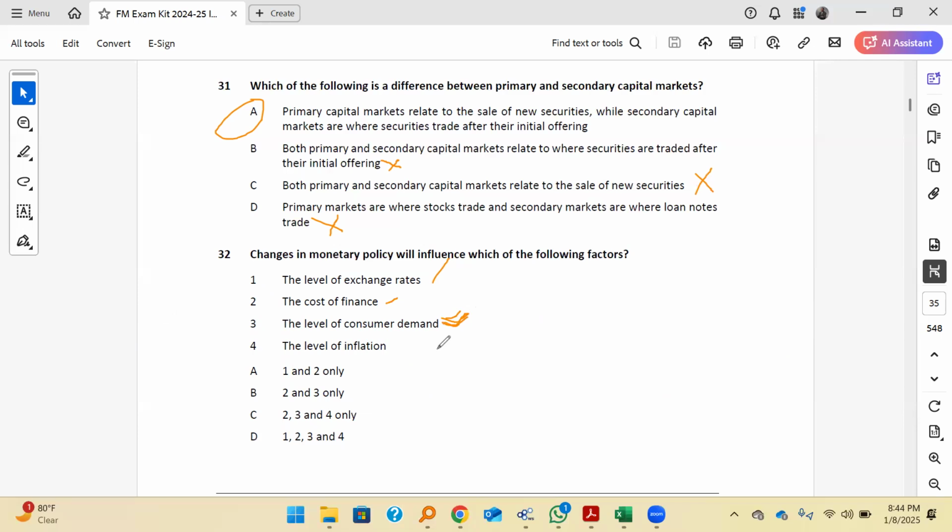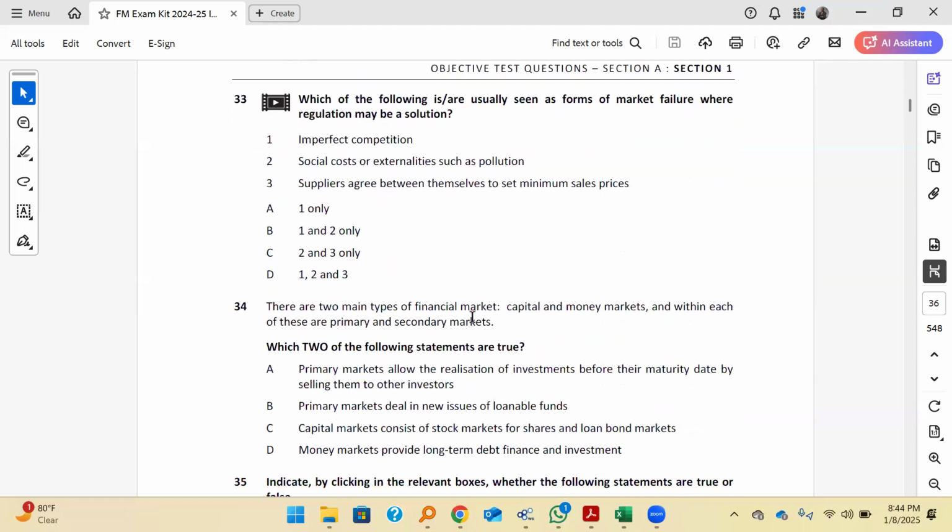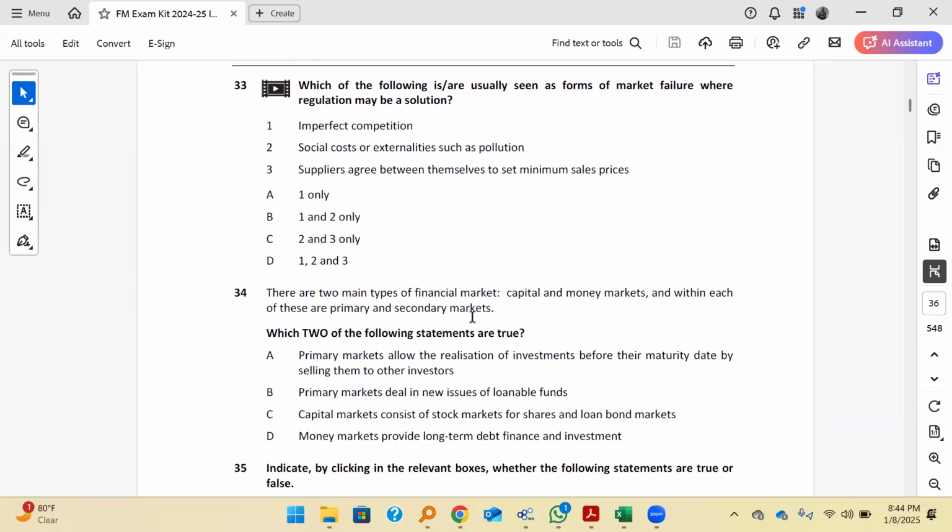Level of inflation. So inflation is to do with the money supply, okay? Again, that means that actually everything here is going to be influenced by the monetary policy: exchange rates, cost of finance, demand, and inflation. So the answer here will be D. If they had talked about taxes and government spending, you would know that that is not going to fall under there, because that is basically fiscal policy. Okay.